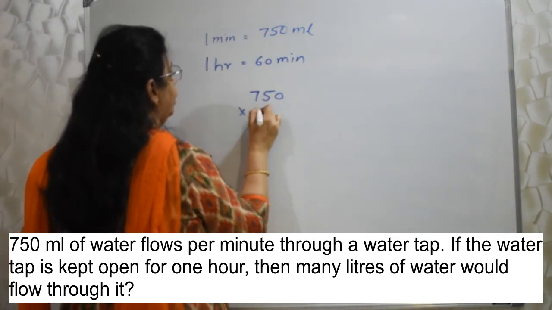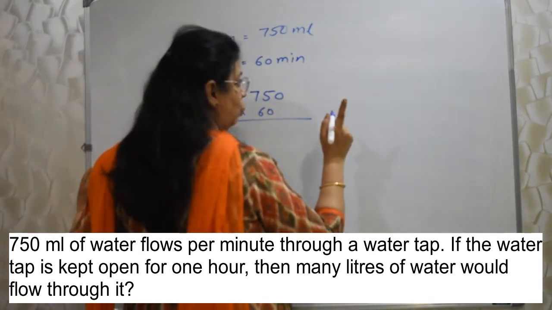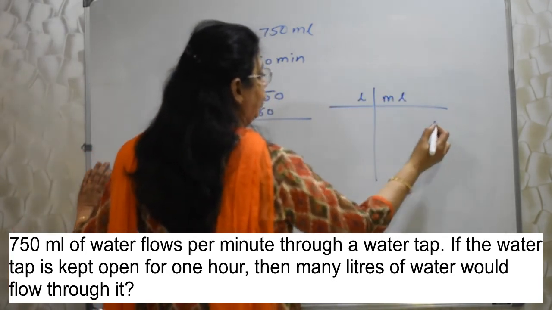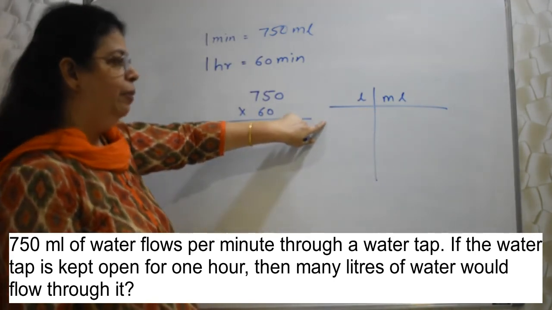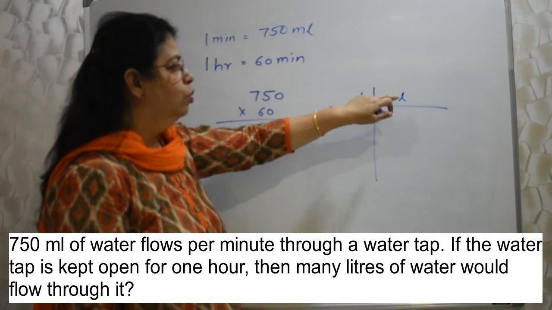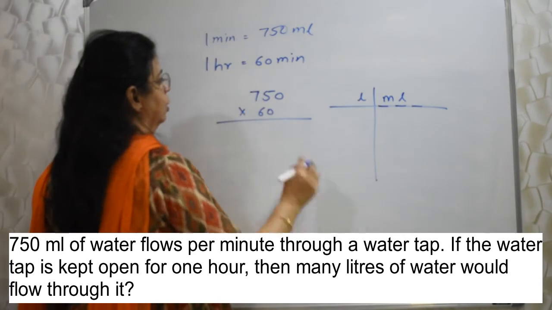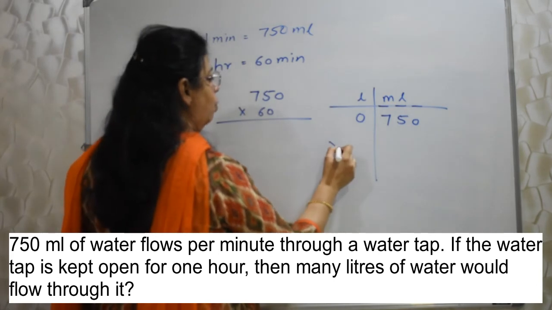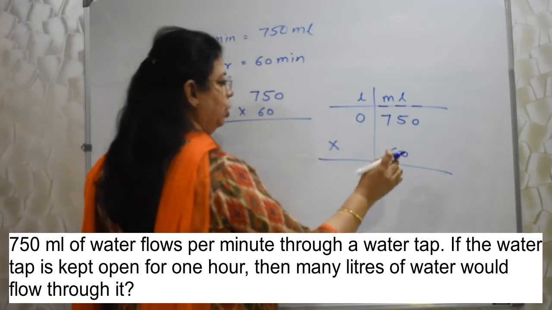750 into 60. See student, you can do it like this, or to avoid confusion, you can do it like this. I told you, these places are fixed. This can have as many as it wants, okay? 1 liter is 1000 ml. 1000 has 3 zeros, so ml has to have 3 places. So 750 ml, I am writing it here. Here nothing, so 0. Now I am multiplying by 60. 60 you can write anyway. Simple multiplication.